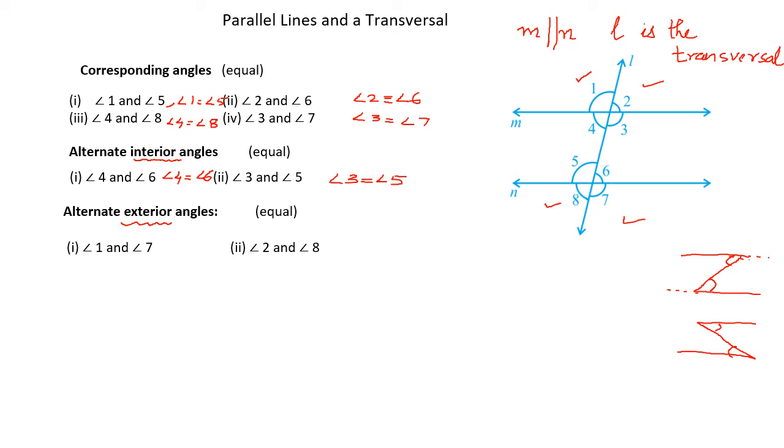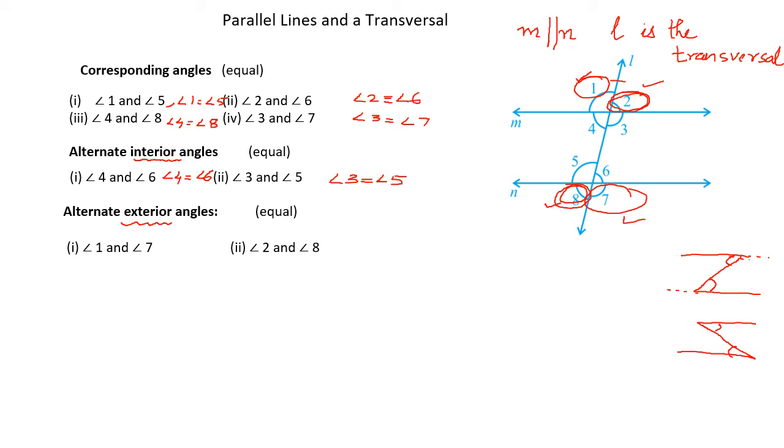Now which will come as alternate exterior angles? These two are together, these two are together, these two are together. This is also on the same side of the line. So alternate means angle 1 and angle 7. One is on the left side, the other one is on the right side. It has no connection. So 1 and 7, they are alternate exterior angles. And then you have similarly 2 and 8.